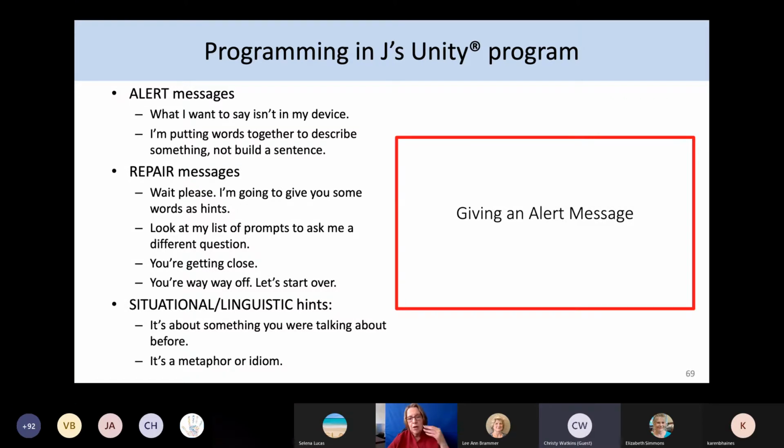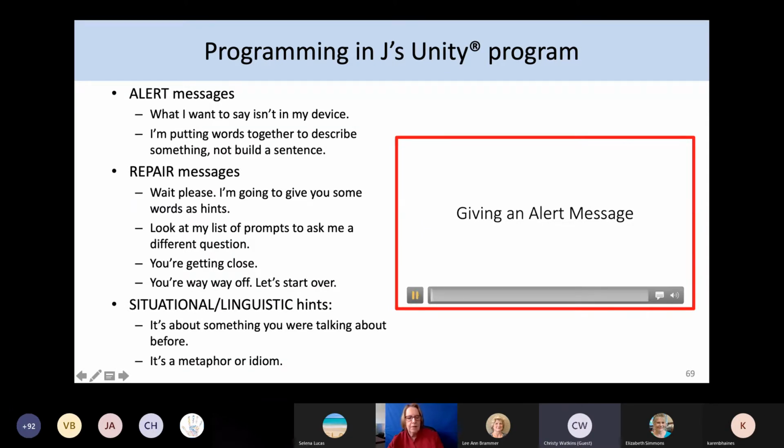Jonah, who you're going to see in this video, is often in conversations that are going on around him. He's often 10 minutes behind the conversation. Conversation with speaking people changes topics very, very quickly. So he's got stuff like, it's about something you were talking about before. So we've got to go back into our short-term memory and try to recall what we were talking about 10 minutes ago. And he's also learning about metaphors and idioms, but that's for another day. So let's look here at Jonah.